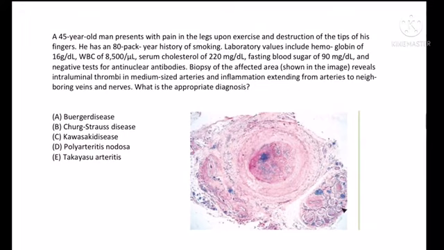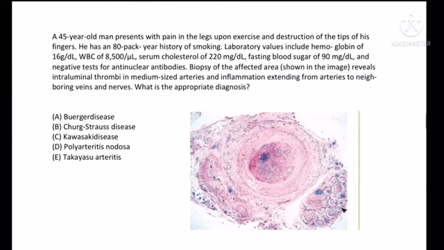Okay. A 45-year-old woman presents with pain in the leg upon exercise and destruction of the tip of his finger. He has an 80-year history of smoking. Laboratory values include hemoglobin of 16, WBC 8500, serum cholesterol 220 mg per deciliter, fasting glucose of 90 mg, and a negative test for antinuclear antibodies. Biopsy of the affected areas reveals intraluminal thrombi in the medium-sized arteries and inflammation extending from the arteries to a neighboring vein and the nerve. What is the appropriate diagnosis?